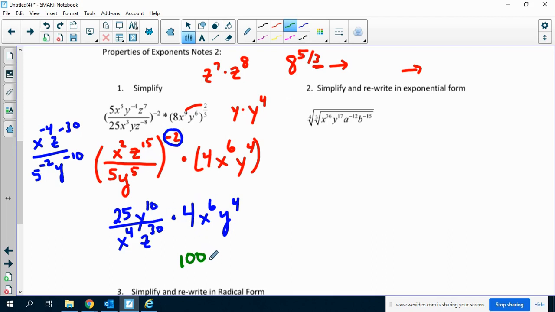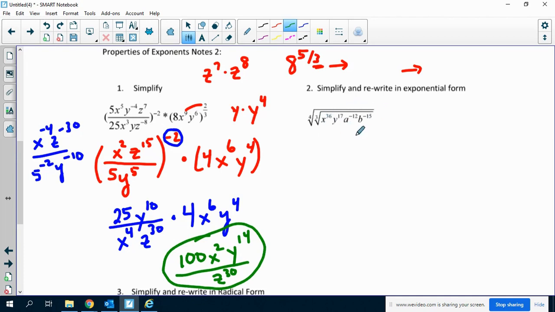Y to the 14th is going to be in the numerator. And an x squared is going to be in the numerator because x to the sixth divided by x to the fourth becomes x squared. So I have x squared y to the 14th over z to the 30th. And that's my final answer for number 1.